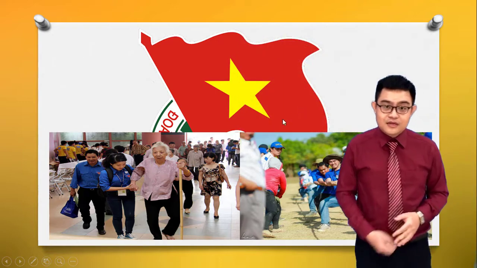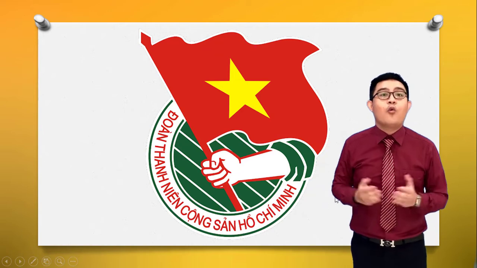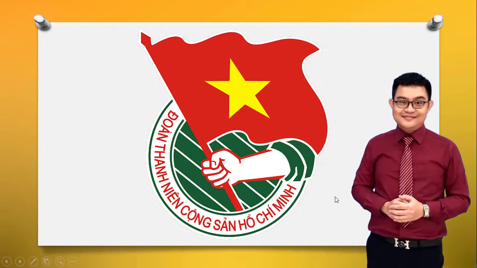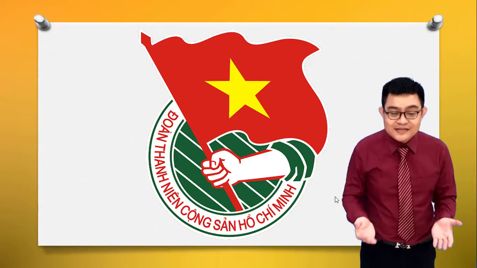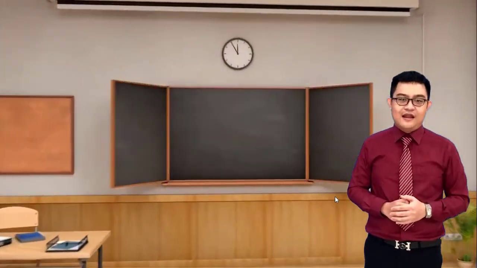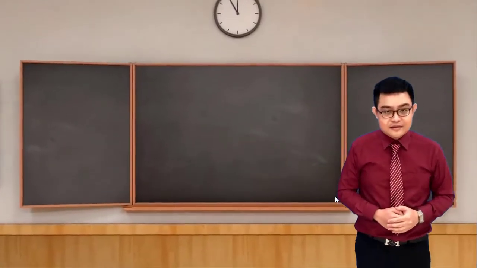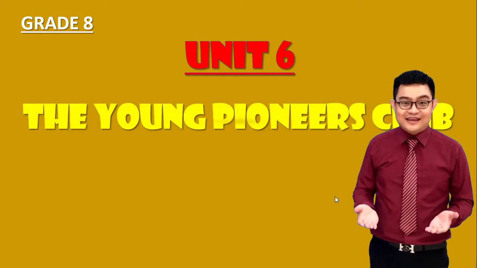And now you see the symbol of the organization. Can you guess what this organization is? Yes, this is the Ho Chi Minh Communist Youth Union. This is our lesson today. Now, let's start with the lesson today. Unit 6, the Young Pioneers Club. Lesson 3, Read.